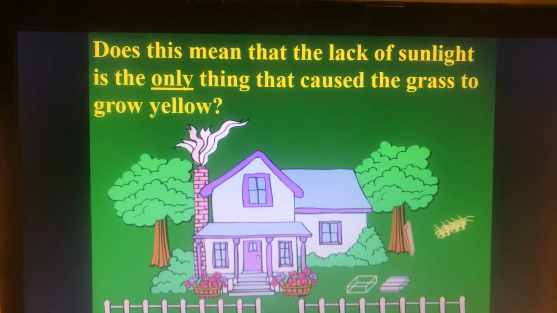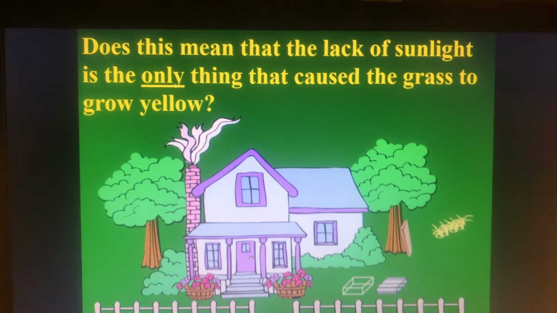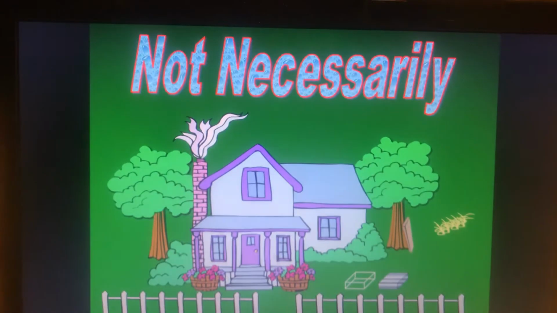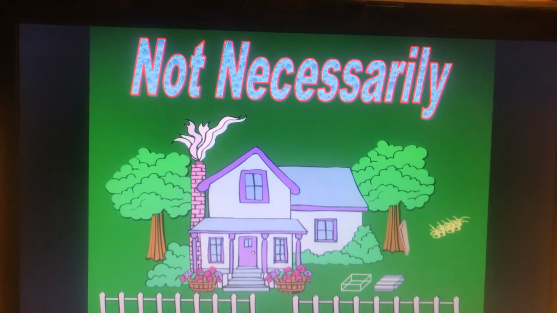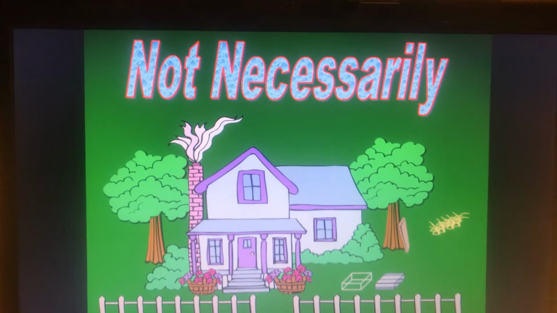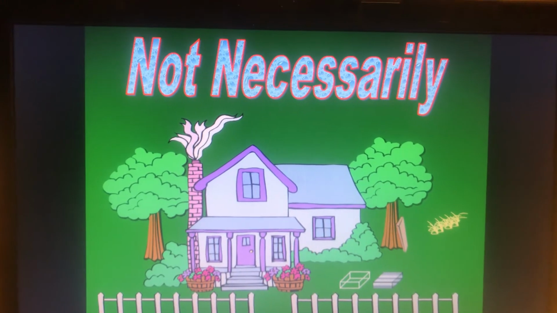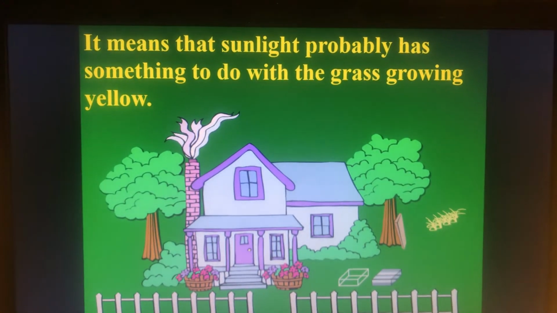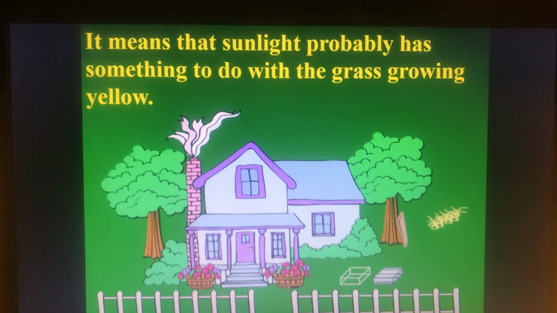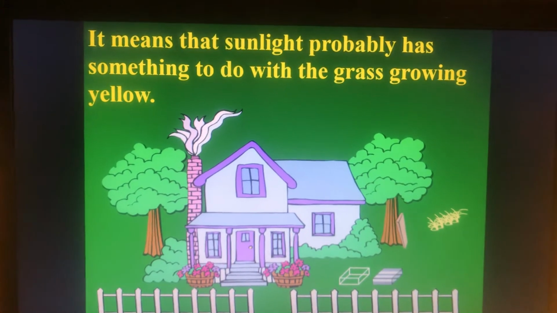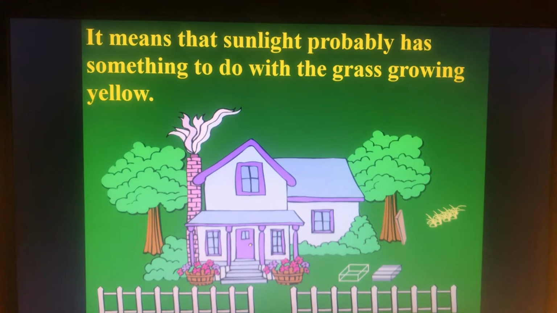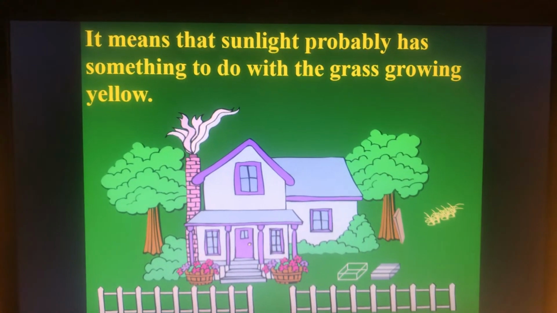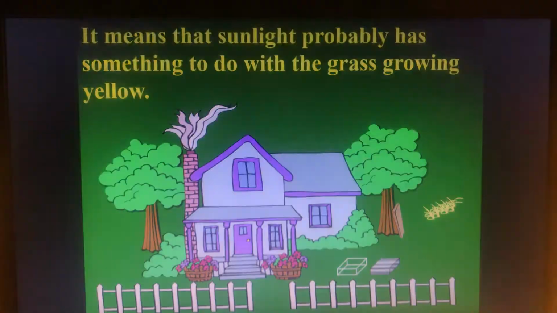Does this mean that the lack of sunlight is the only thing that caused the grass to grow yellow? Well, there could be other things, but not necessarily. In this particular case, it certainly looked like it was the sunlight, wasn't it? It means that sunlight probably has something to do with the grass growing yellow. Maybe not 100%, but a good amount of what keeps the grass growing green is sunlight.